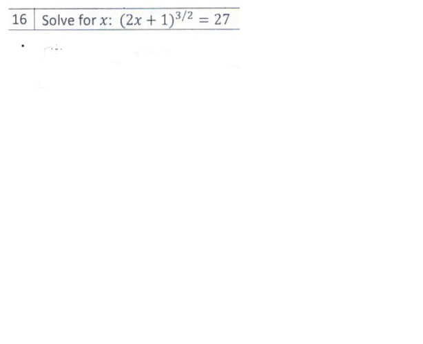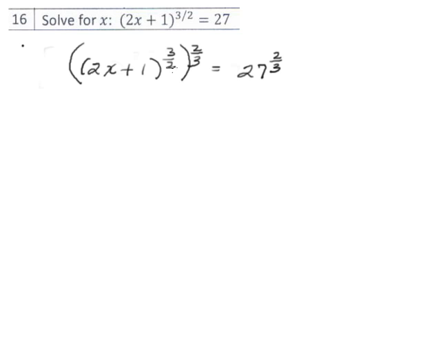In number 16, we have (2x plus 1) to the 3/2 equal to 27. And we want to open these parentheses. So what we're going to do is raise both sides to the reciprocal of 3/2, that is to the 2/3. All right, so let's do that. So we have (2x plus 1) to the 3/2 equal to 27. And we're raising both sides to the reciprocal, to the 2/3.